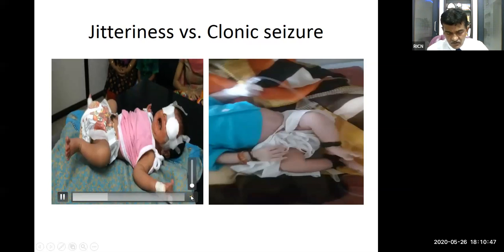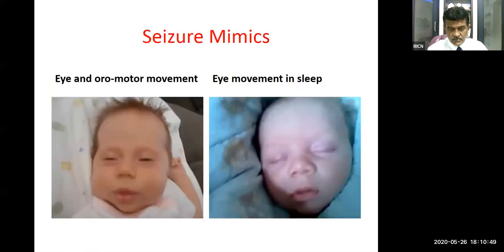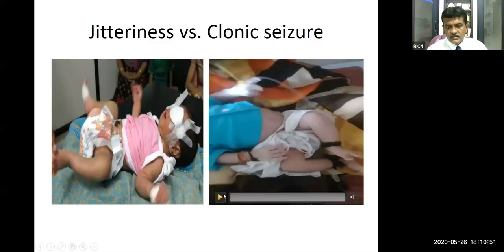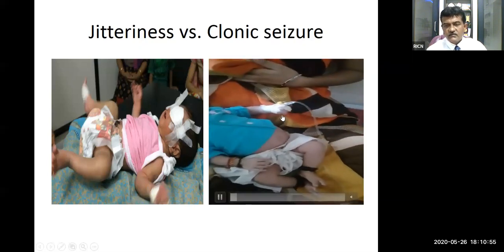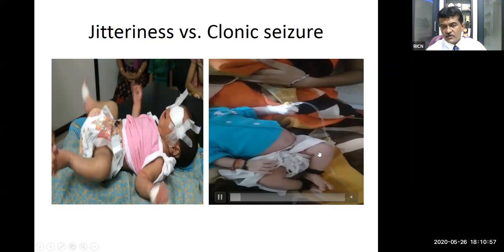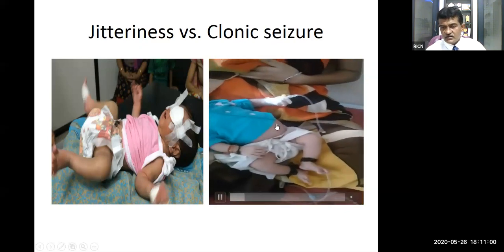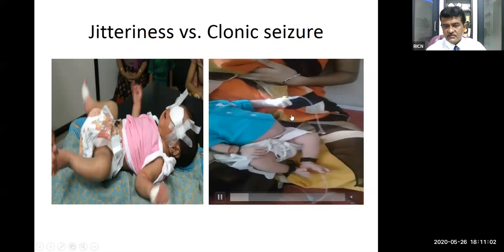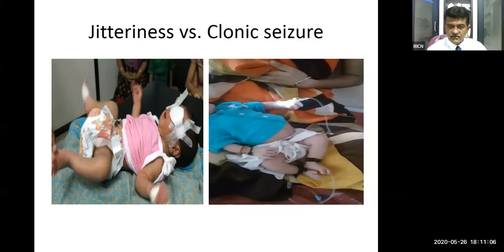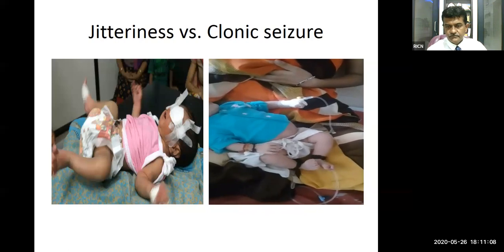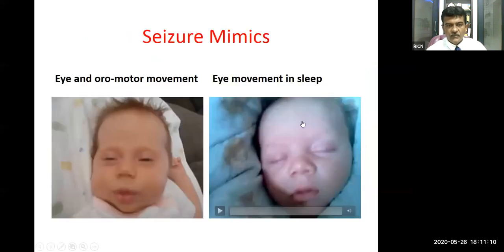Sorry for the video quality of this movement. So here it again has a very rhythmic clonic movement. So it is not jitteriness or tremor. This is not tremor. Rhythmic jerking, focal clonic seizures. These are seizure mimics.